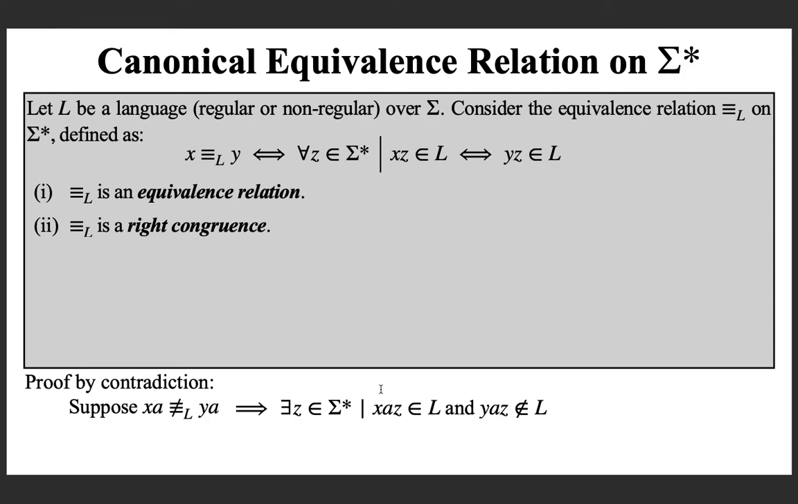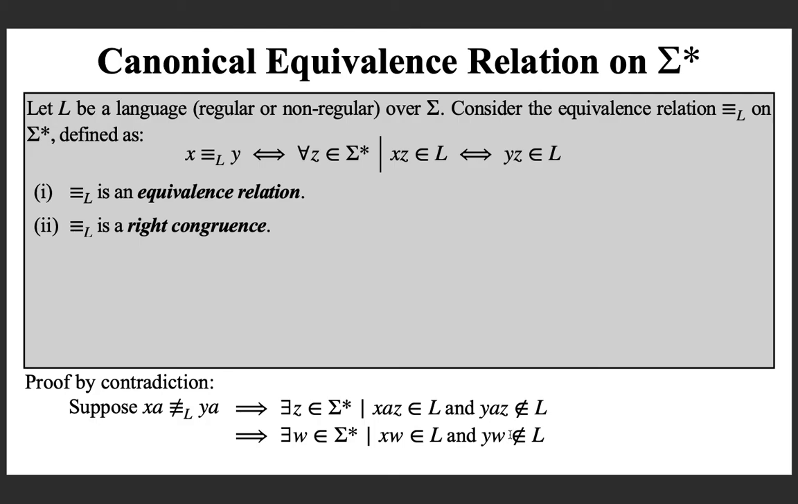You can write it the other way also, but without loss of generality, I can say that xa is in the language and ya is not in the language. Because there exists such a z, xa cannot be equivalent to ya. And if this is the case, I can say that there exists a string w for which xw is in the language and yw is not in the language.